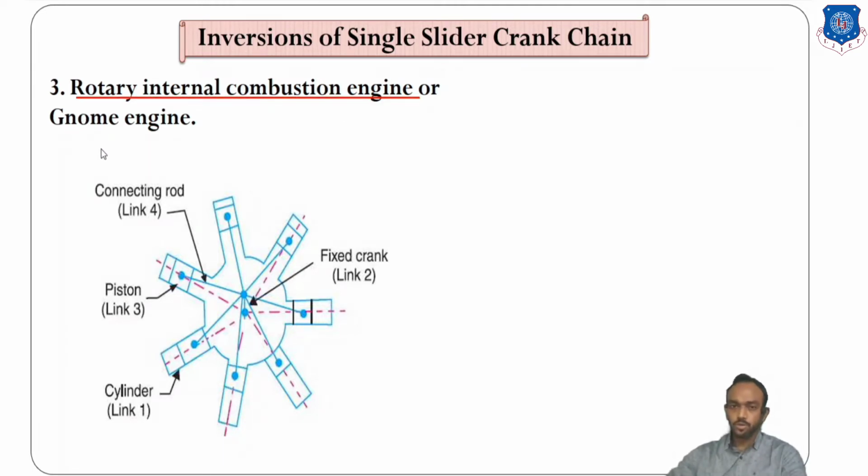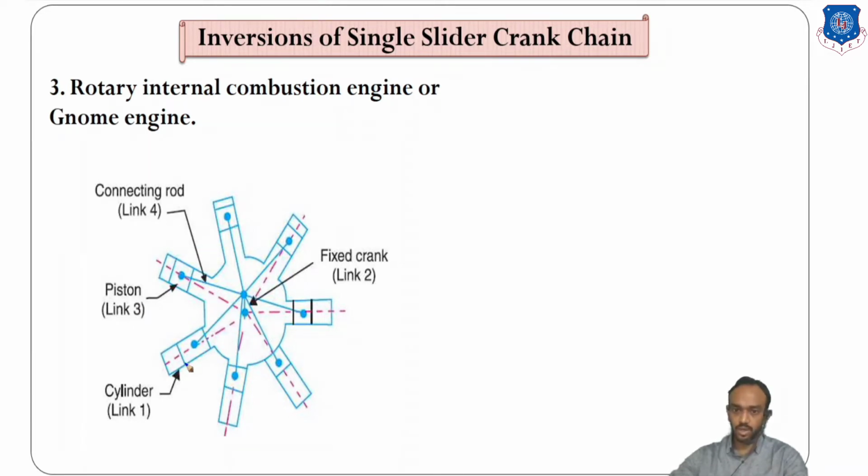You can see here there are 7 cylinders, but we have to consider any one of them for counting the links, not all 7. Otherwise you will say there are lots of pistons, 7 pistons, 7 connecting rods. No, we only consider any one of these cylinders. Let's count the number of links.